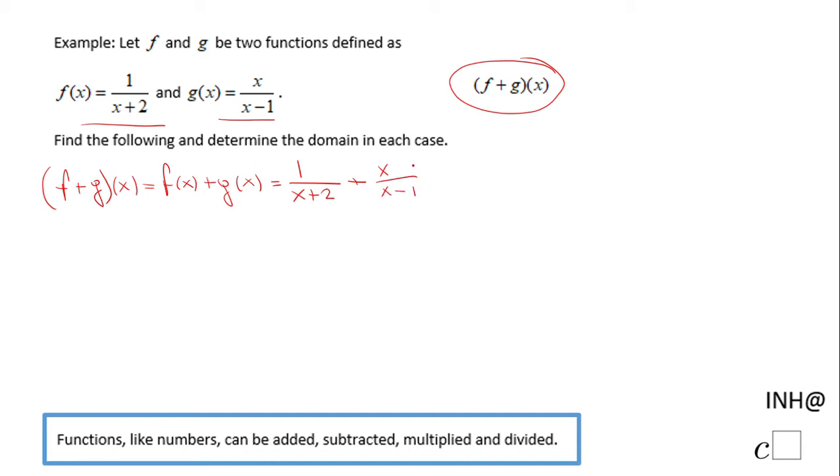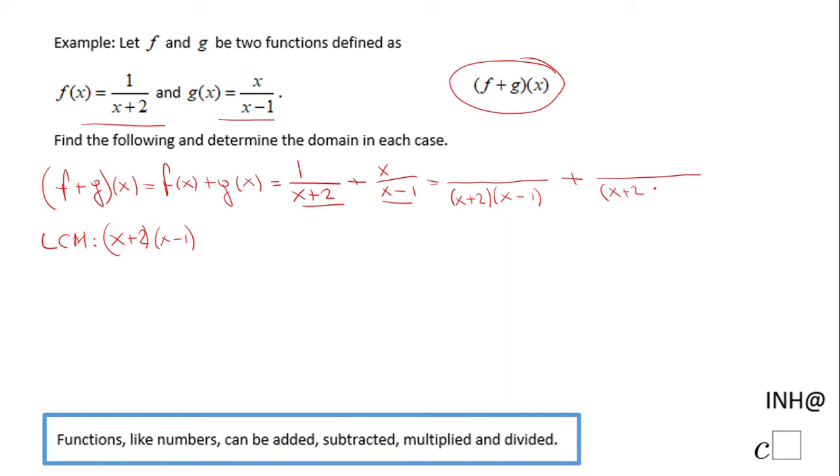So we have to add two rational expressions, and the first thing we want to do is to find the least common multiple of the denominators. And for x plus 2 and x minus 1, the least common multiple will be x plus 2 times x minus 1. So now I will write this common denominator, x plus 2, x minus 1, for both fractions.